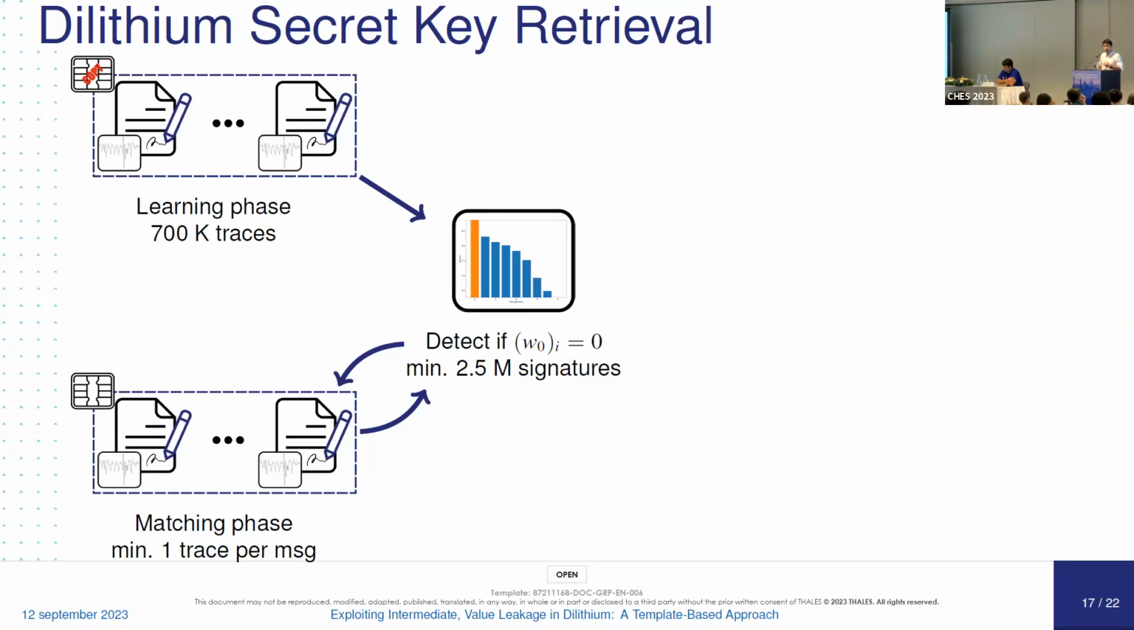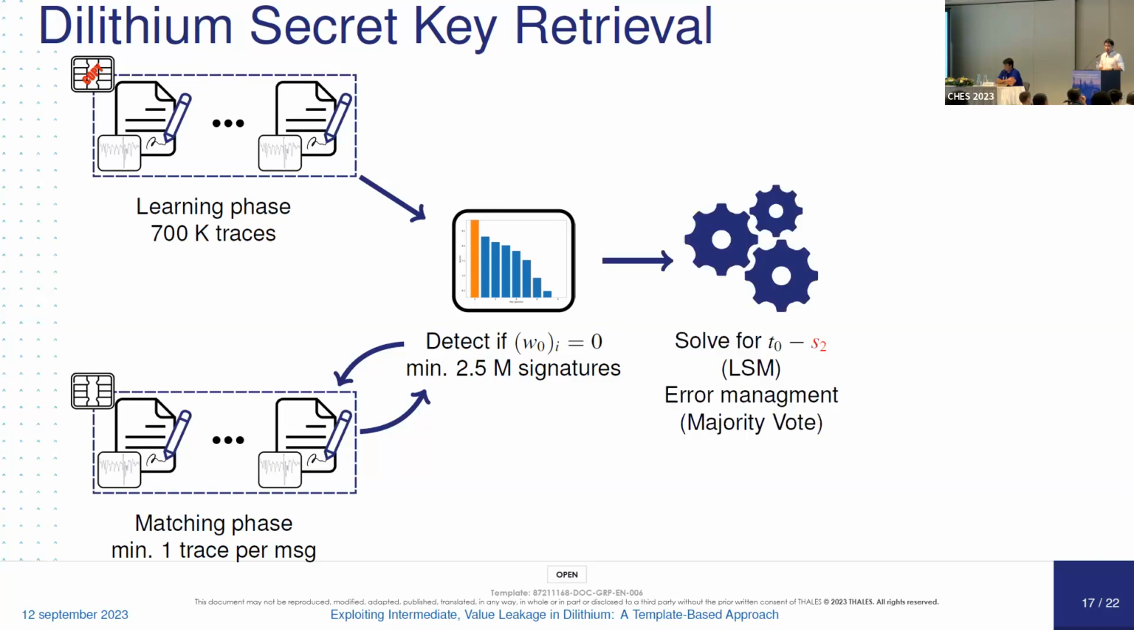Once you have recovered all these coefficients, you can finally solve for T0 minus S2 with some methods that can handle noise. In our paper, we use the least square method. If you really have too much noise, you can also use error management techniques, and in our paper, we show how to use the majority vote. Once you have recovered the correct T0 minus S2, you can finally solve for S1. With this piece of the secret key, you can forge signatures.